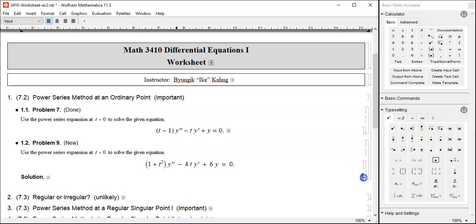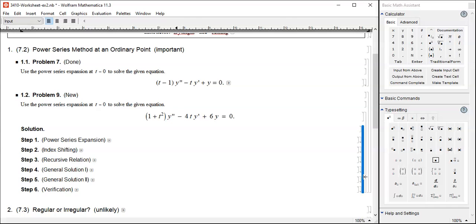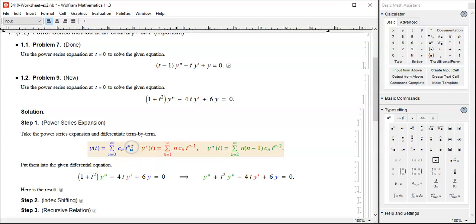Okay, let's begin. It's a long multi-step problem, and step 1 is the power series expansion. We begin with the power series expansion given as this blue series. y of t is the summation, n going from 0 to infinity, c_n t to the nth power. Taking the derivative of this term by term, we get the second series, the red series. n comes out and we subtract 1 from the power. Take the derivative again, then we get the green series, the second derivative.